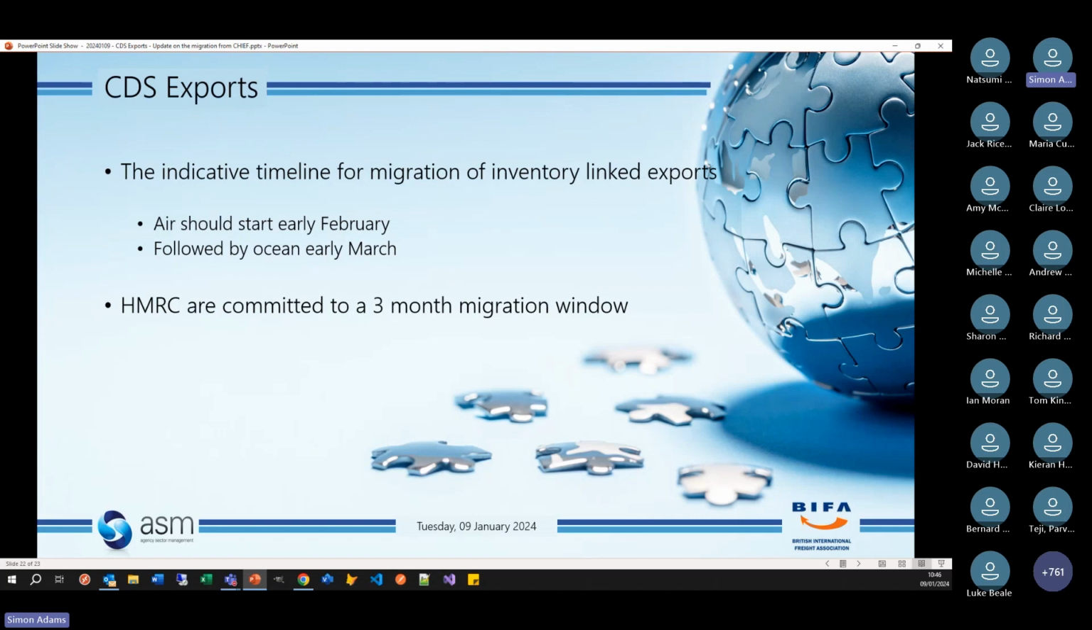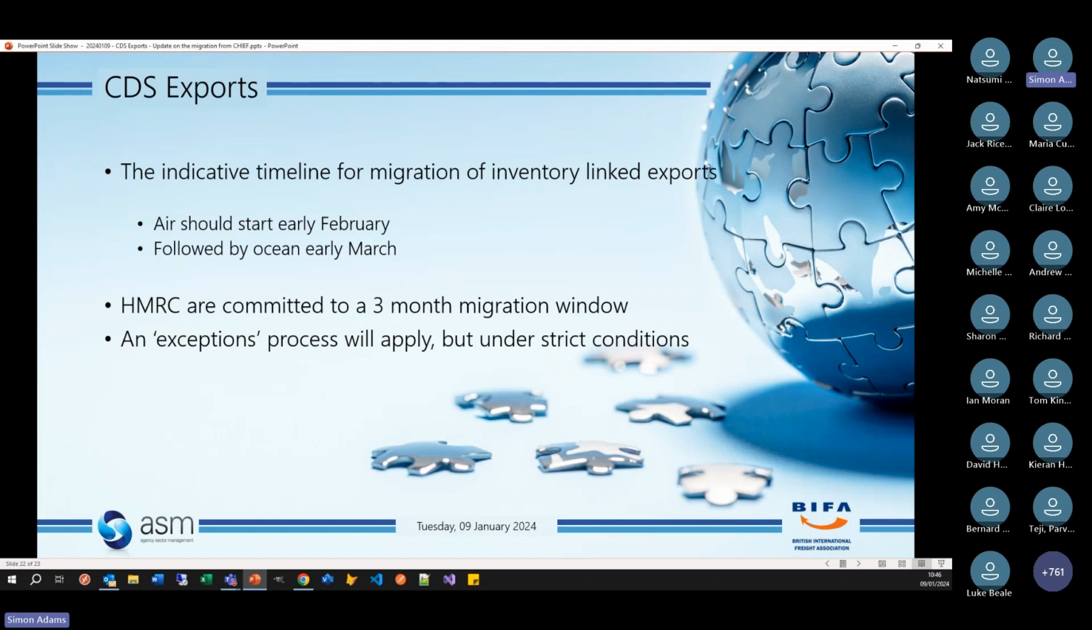My very strong advice would be, don't wait till near the end. Practice now, start live as soon as possible, get everything sorted, make sure all your declarations work way ahead of the end of the migration window. Customs are committed to that. There will be an exceptions process like there was with imports, but it will be under very strict conditions.